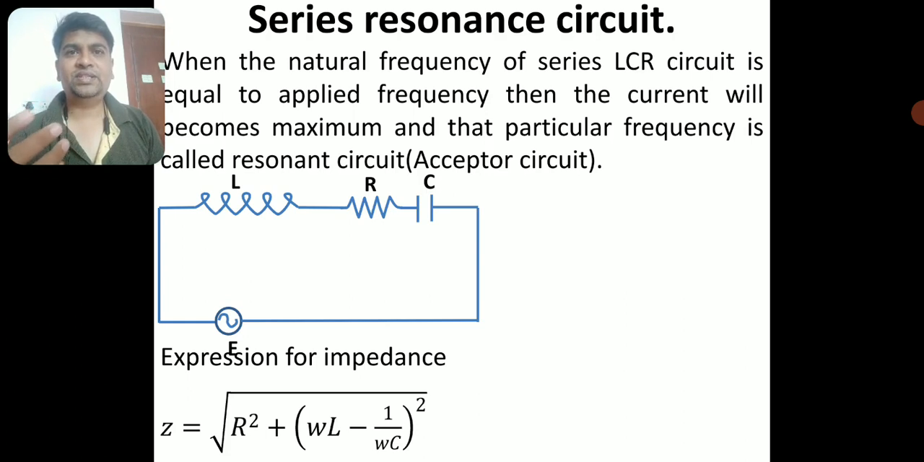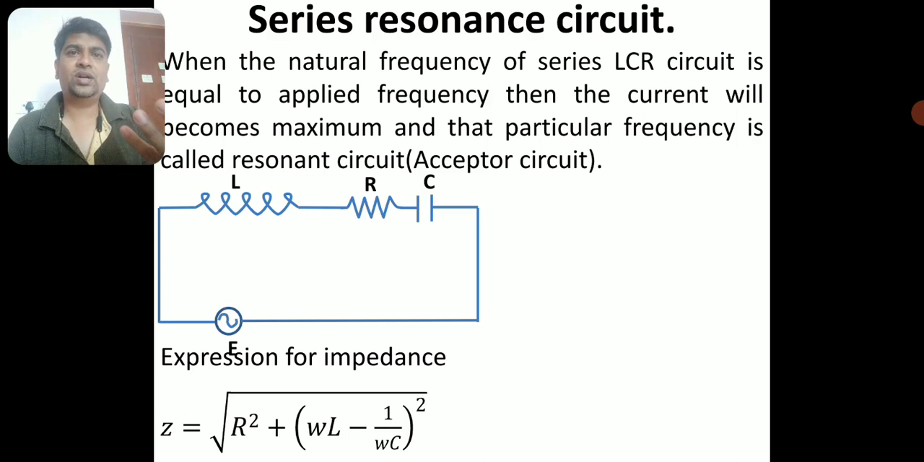Resonant frequency is that particular frequency at which the natural frequency and the applied frequency match and the current becomes maximum. Okay, and this circuit is called a resonant circuit. Why is it called resonant? Because the frequencies are matching. The applied frequency is matching with the natural frequency of the series LCR circuit. If there is a matching frequency, we call it a resonant circuit.